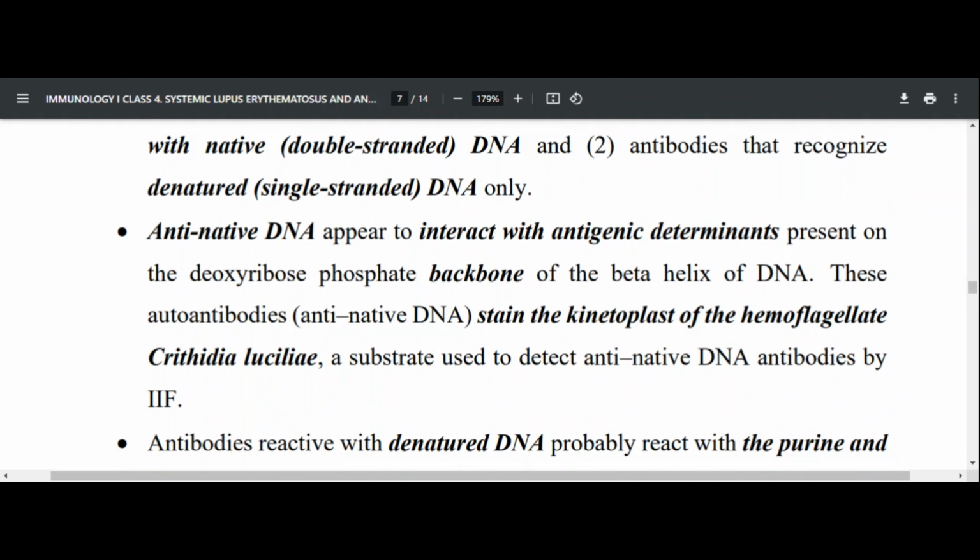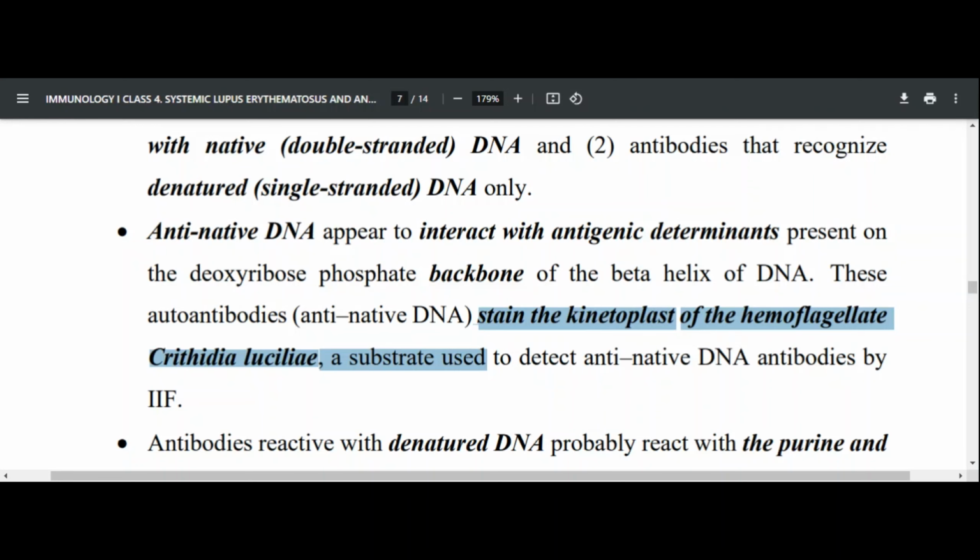can be detected. They can stain the kinetoplast of the hemoflagellate Crithidia luciliae, which is a substrate used to detect anti-double-stranded DNA. This is a very important thing to remember. It has been there in questions, in ASCP questions, where you are asked to choose which substrate we use to detect anti-double-stranded DNA. So this is the hemoflagellate Crithidia luciliae, which is used to detect those autoantibodies.